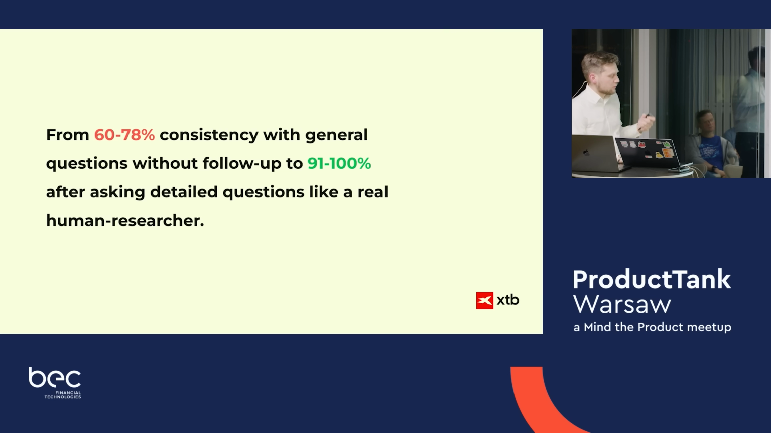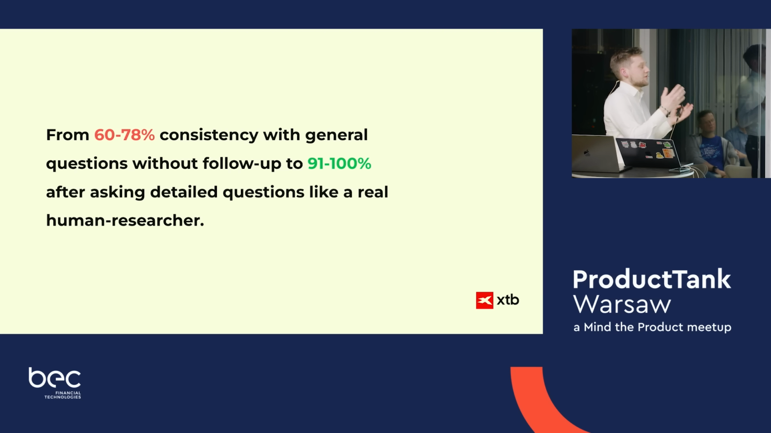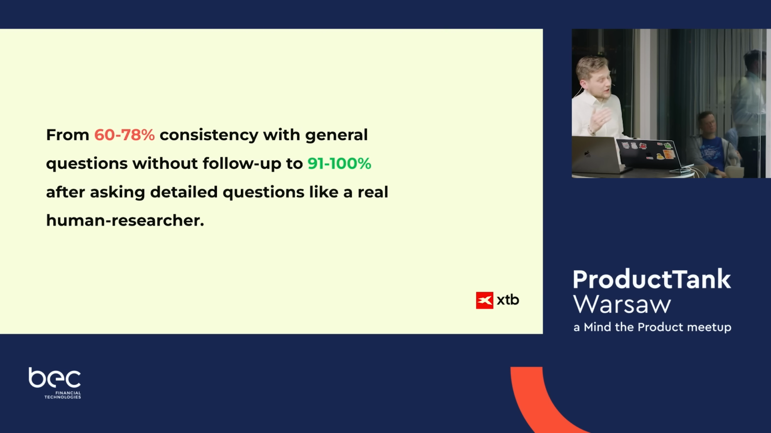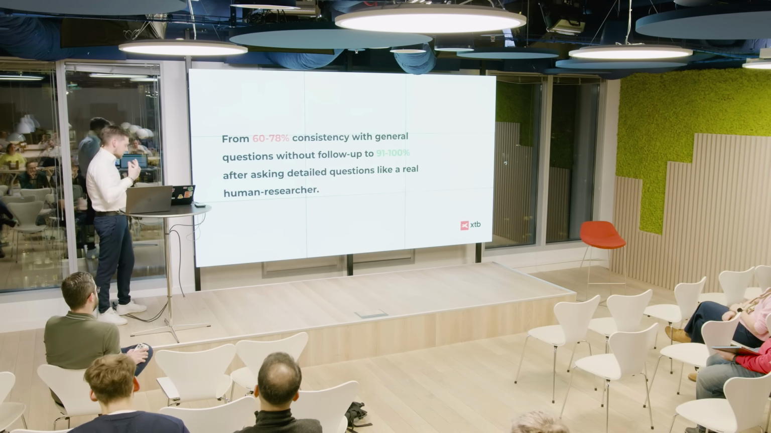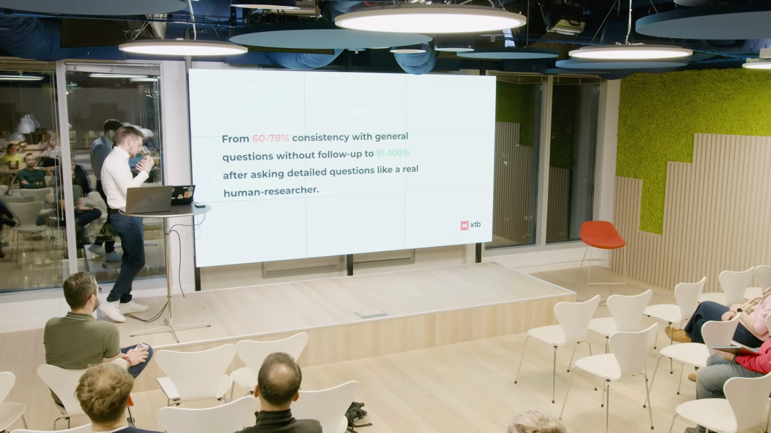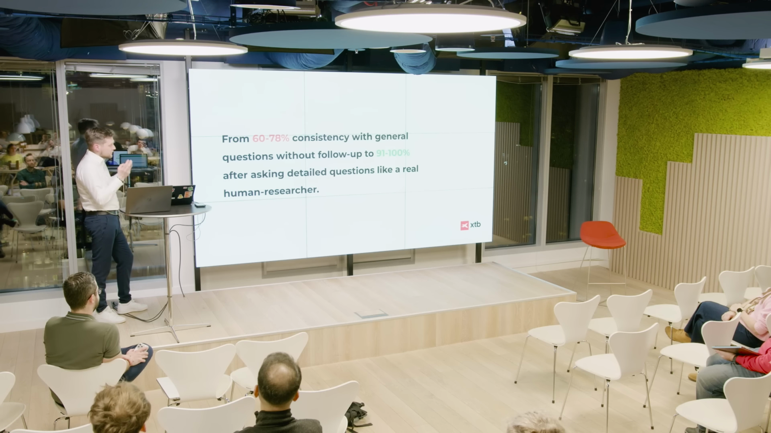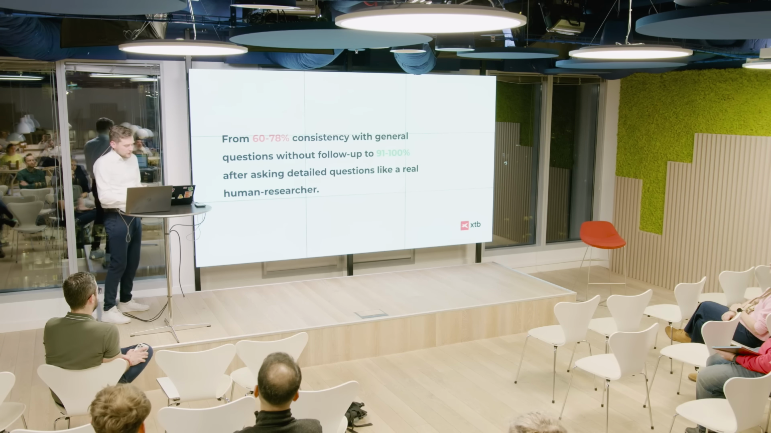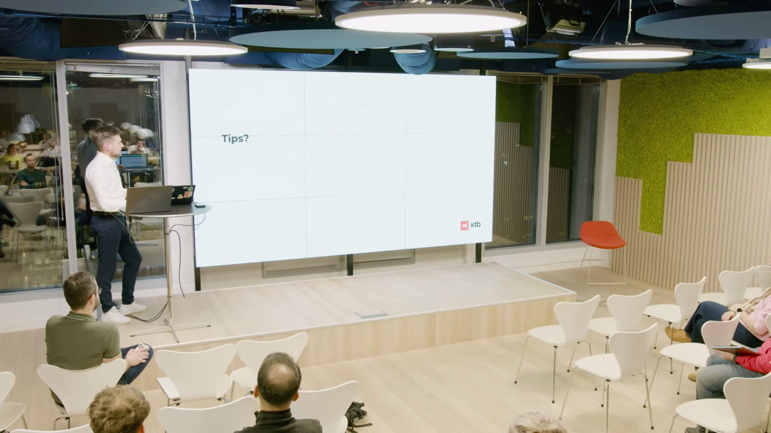Okay, so what I want to say is that we can get from 60 to 70% average consistency with general questions without any follow-up. We can raise it up to almost 90 or even 100 percent after asking detailed questions, like real human researchers. So the more specific and detailed we are during those interviews with synthetic personas, the better insights or responses we get, and they are pretty much similar to users.